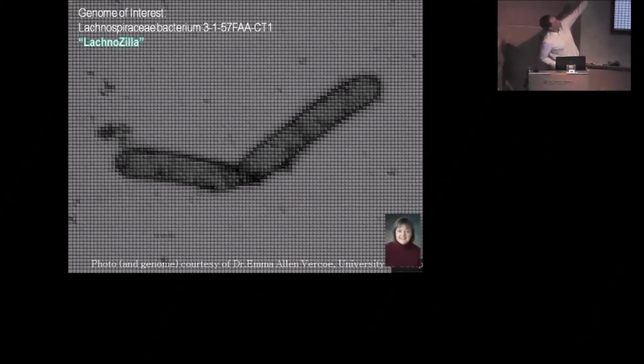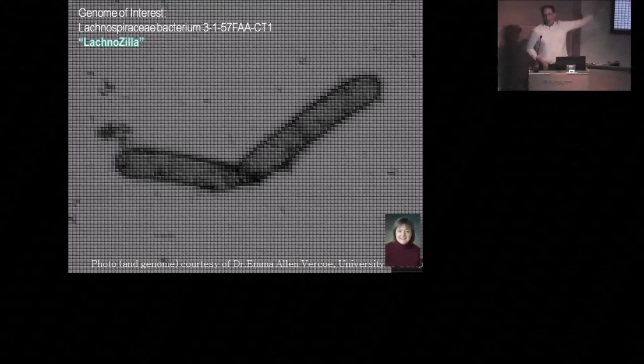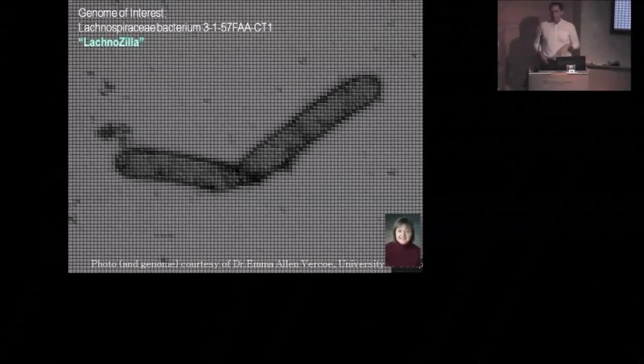Lachnospiraceae bacterium 3_1_57FAA_CT1, which we affectionately call Lachnozilla. All right. So this is a bacterium we're kind of interested in, and I should say this, Emma Allen-Vercoe in Guelph, at the University of Guelph, isolated this from a fecal sample, of course, from a patient with Crohn's disease.